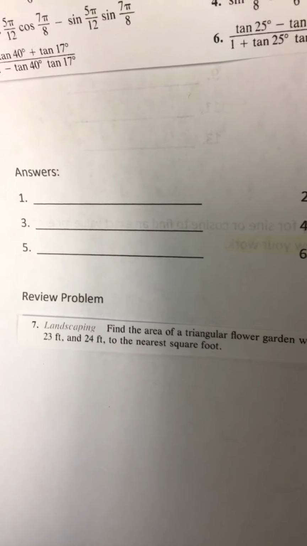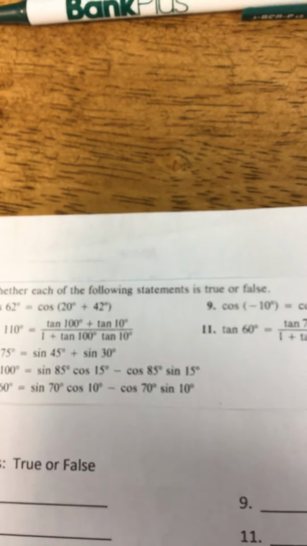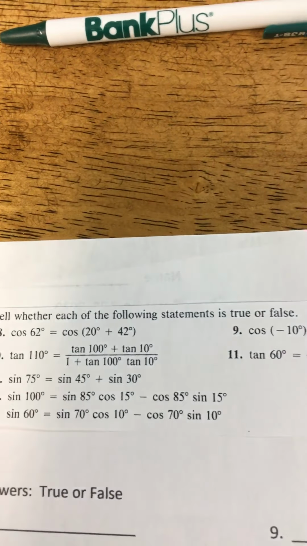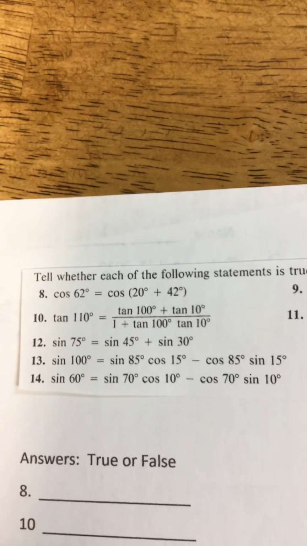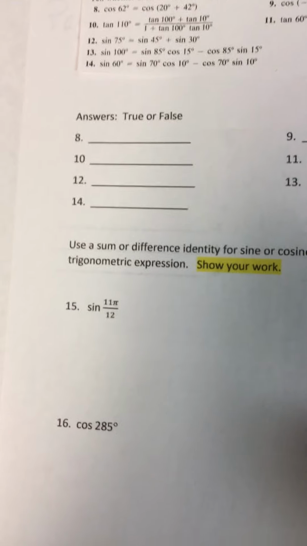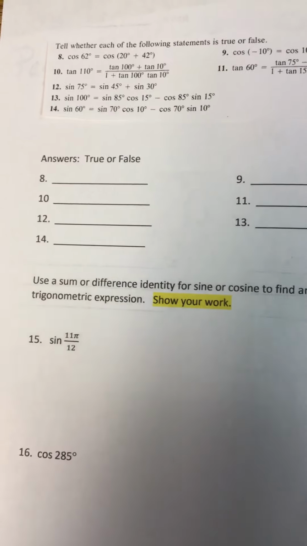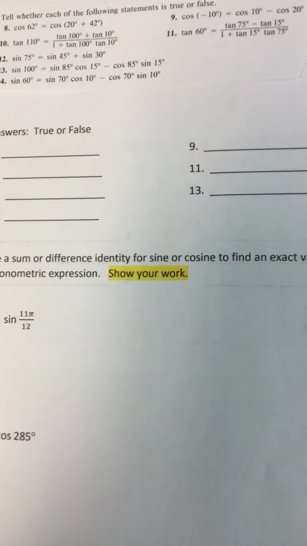Number 7 is a review problem. You need to go back and think about how you would answer that. Then on the back, here are some true-false questions. They're asking you, would you find the cosine of 62 as simply the cosine of 20 plus 42? Now, make sure you're paying attention to what the statement is saying. Don't get confused. So those are blanks for your answer true-false questions there. And then at the bottom, I just have 2 other review questions. It says, use the sum or difference identity to find the sine of 11 pi over 12 and to find the cosine of 285.